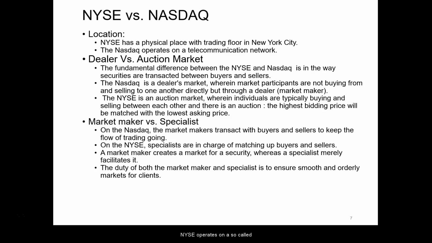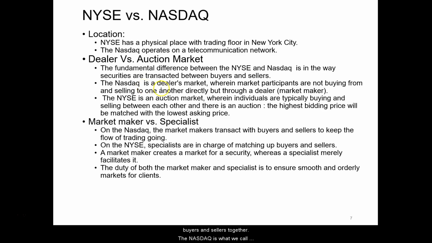NYSE operates on a so-called auction market. So in the auction market, buyers and sellers typically buy and sell between each other, and there is an auction, which means the highest bidding price will be matched with the lowest asking price. If you remember in the last chapter, we talked about the bid price and ask price. The bid price is the price at which one wants to buy, and the ask price is the price one wants to sell. So the NYSE market actually provides this matching to match the buyers and sellers together.